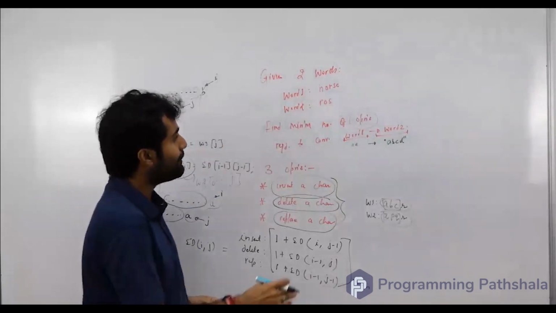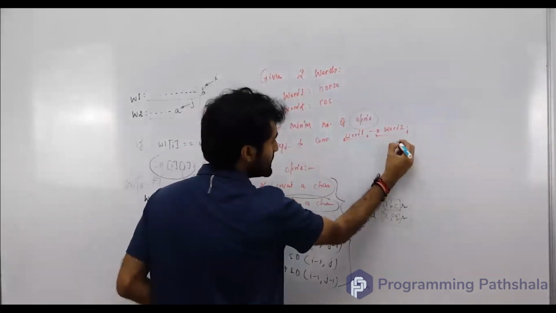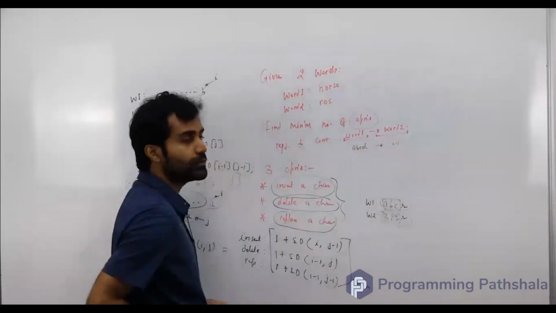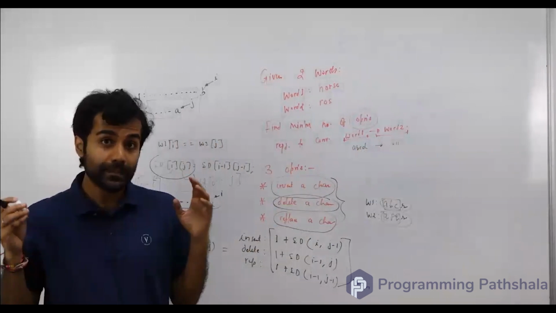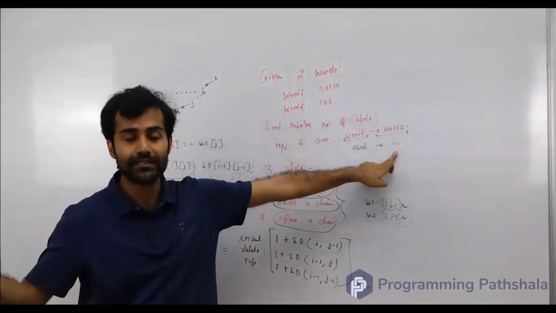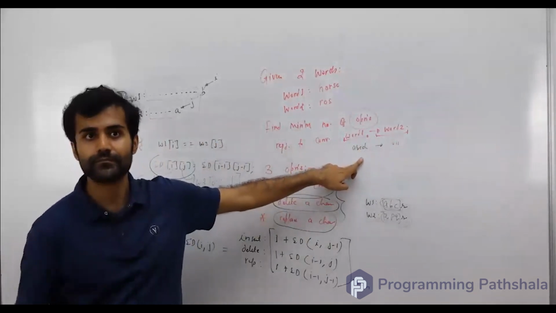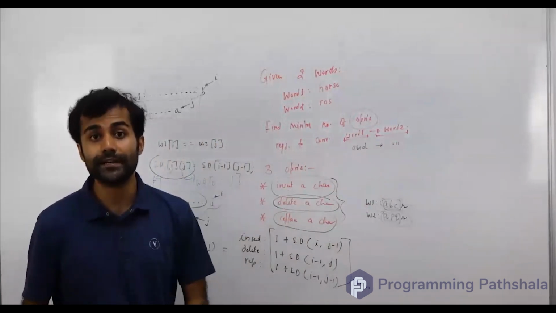Similarly, what will happen if your J is -1? If your second word is empty and your first word is, let's say, ABCD, what will you do? You have no choice but to delete all the characters from here. So if second word is empty, which is if your J is -1, then you have to return the length of your first word. As simple as that. Do you get it? So this is what your termination condition is.